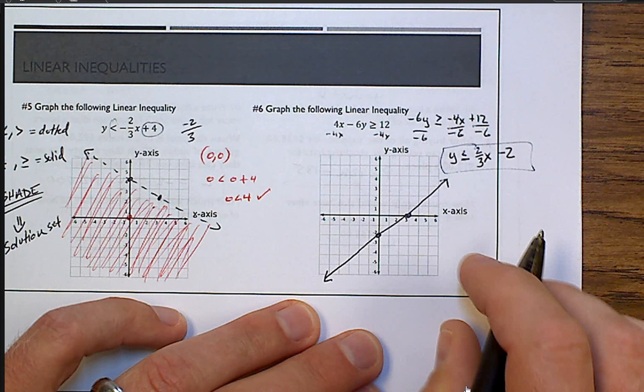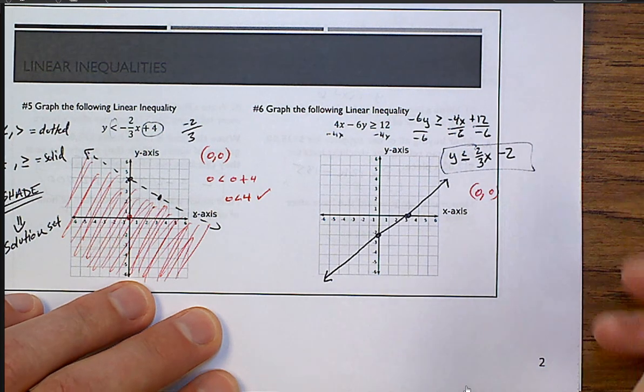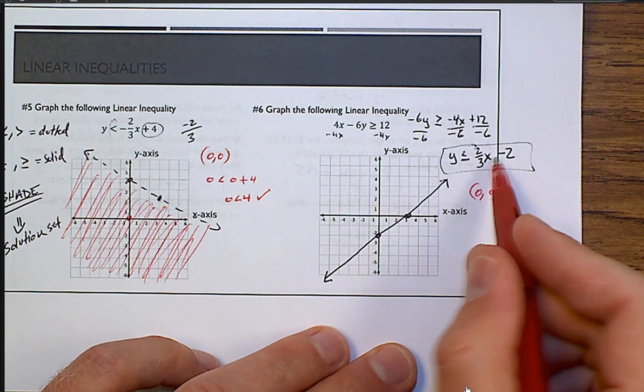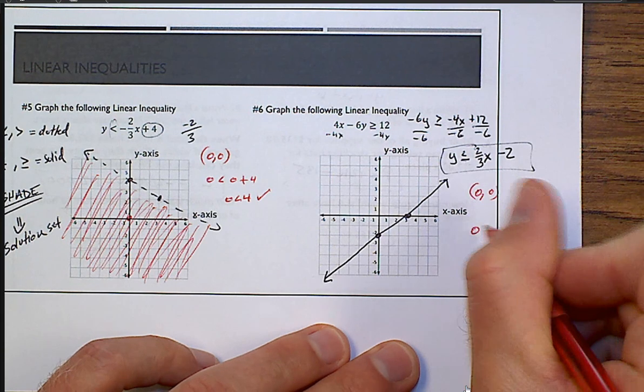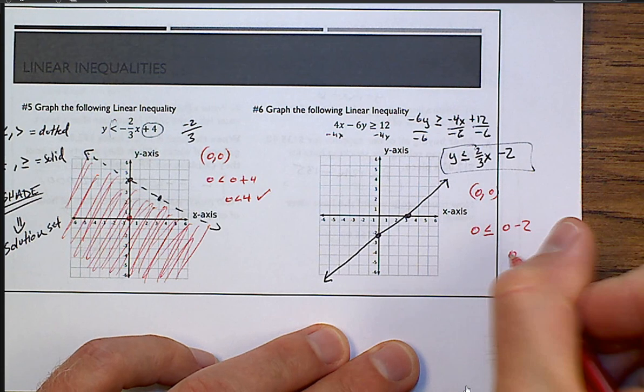And again, we're going to test a point. I'm going to test 0, 0 again. And I'm going to plug in 0, 0 to the y equals mx plus b. So I have 0 is less than or equal to 2/3 times 0 is 0 minus 2, so 0 less than or equal to negative 2.